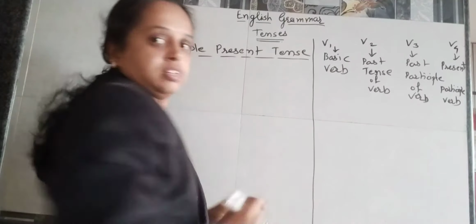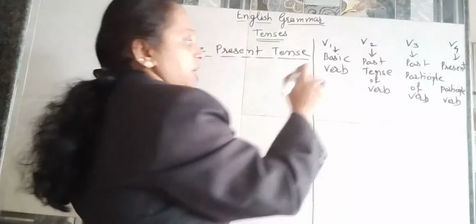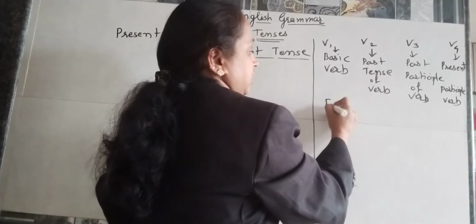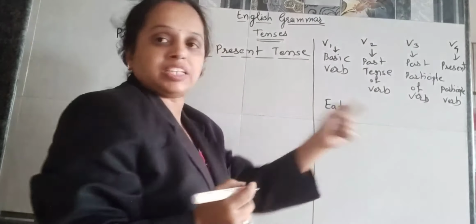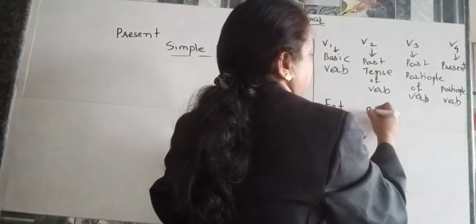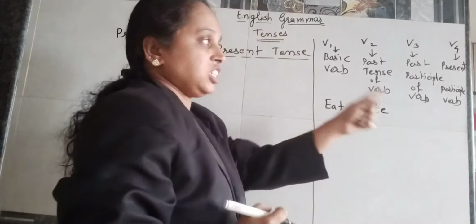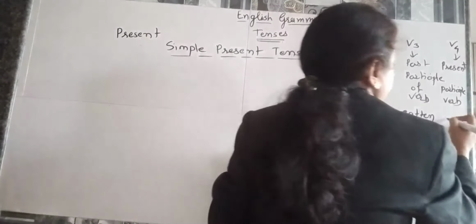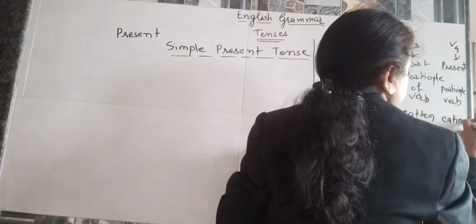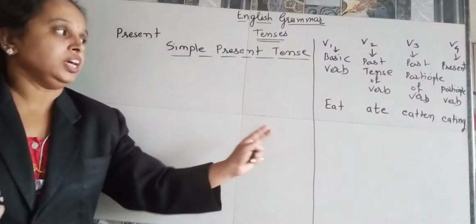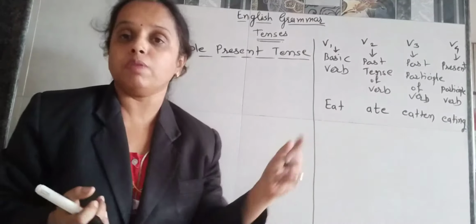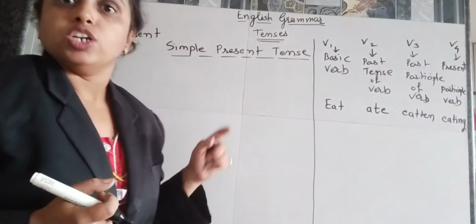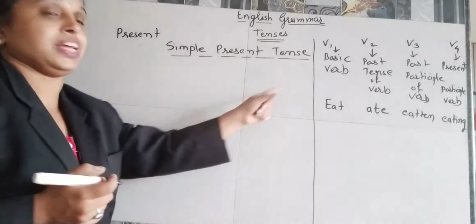Suppose I take the basic verb eat. Then the past tense of the verb is ate, the past participle of the verb is eaten, and the present participle of the word is eating. In this way we will use these verbs in sentences. First will be the simple present tense.